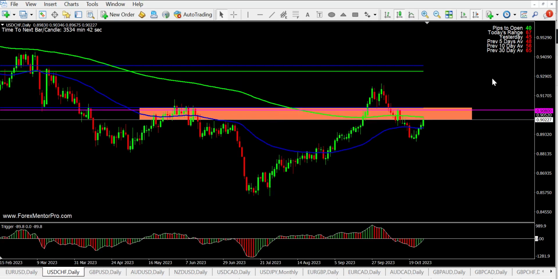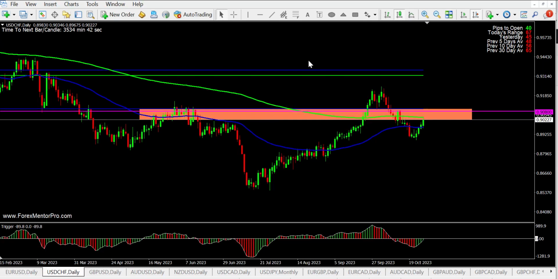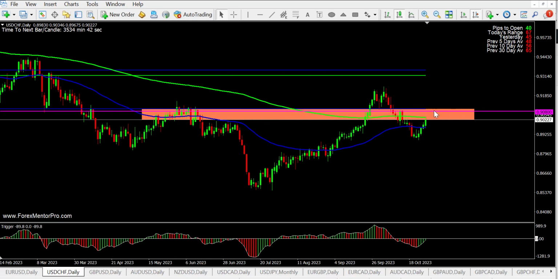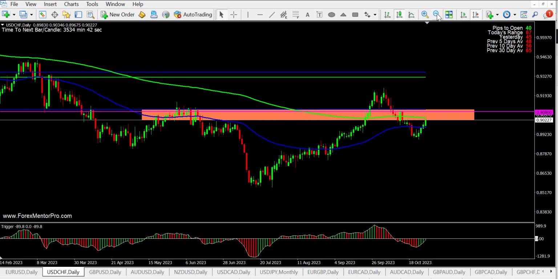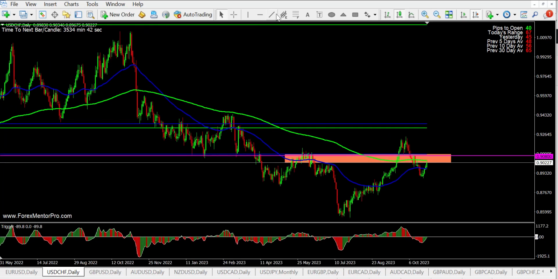Swissy USD inversely correlated to Euro USD, so looking for the opposite direction move, and I'm looking to long from spot 908. So multiple reasons for the stop right now to short. I don't like the short right now.